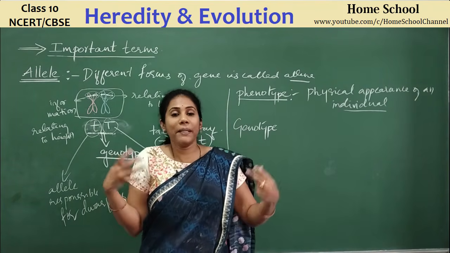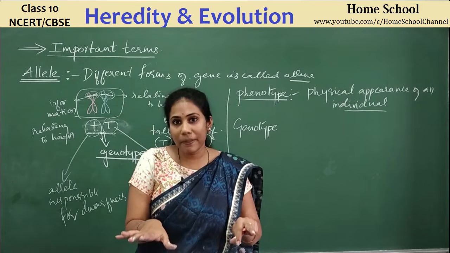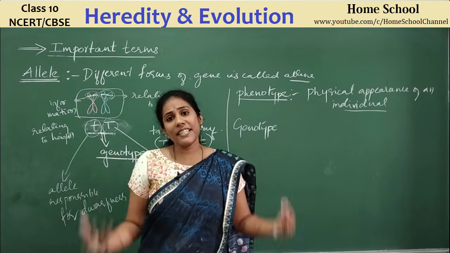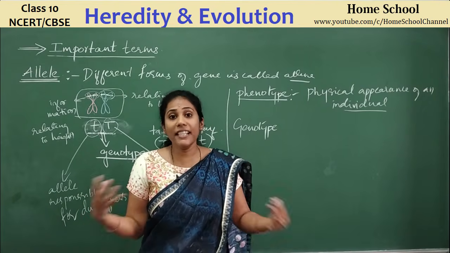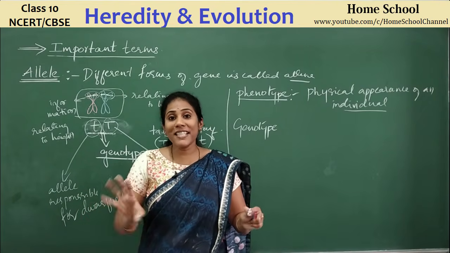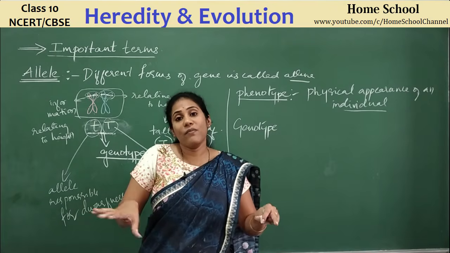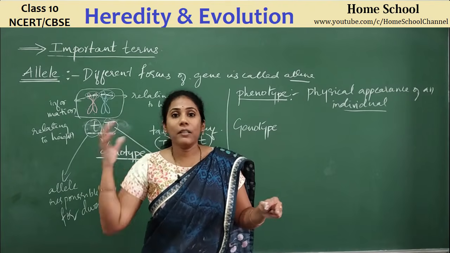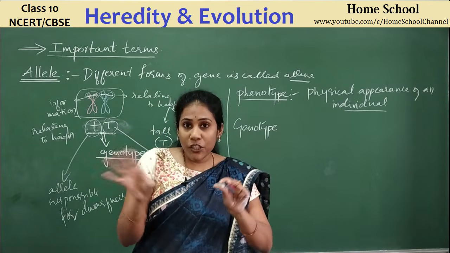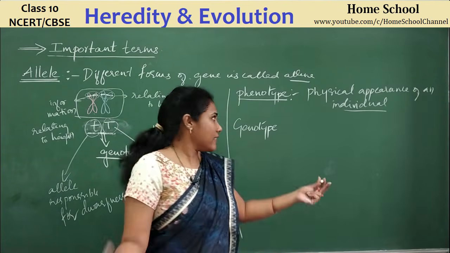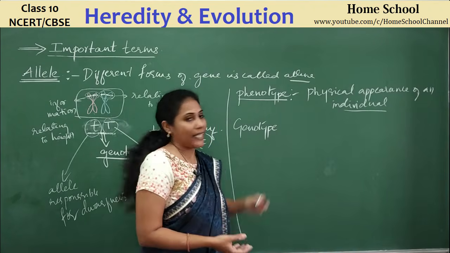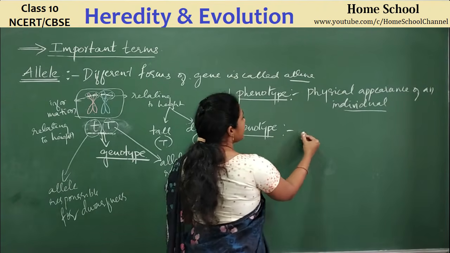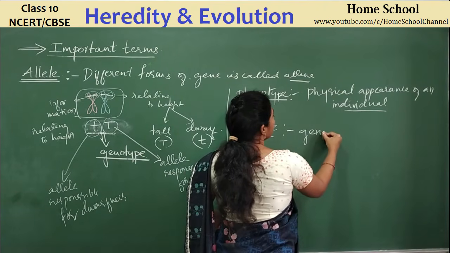Say, looking at me, people identify me as a shorter person. This is my phenotype. Phenotype means physical appearance. Physically, you can decide the character, whether someone is short or tall, someone has black hair or brown hair. You can visualize it physically. That is called phenotype. Okay, genotype, as I said, is a genetic code.